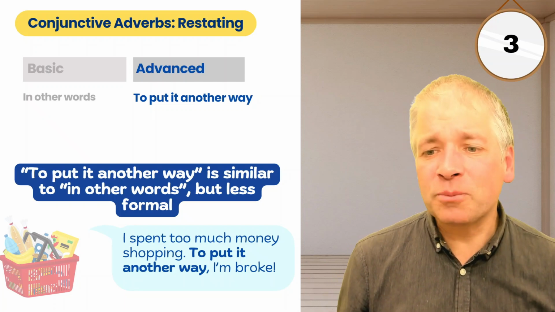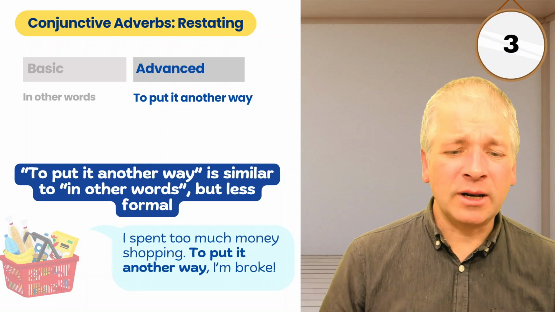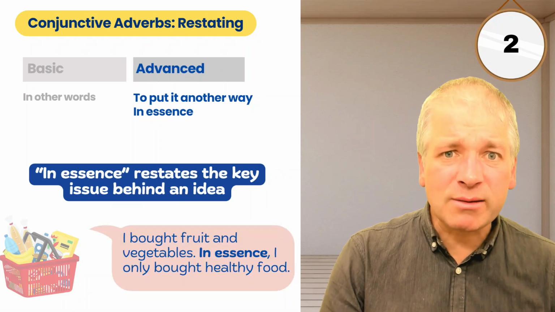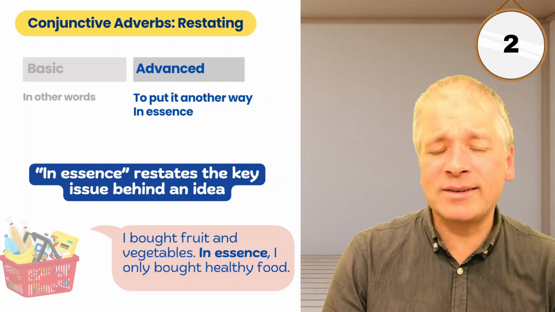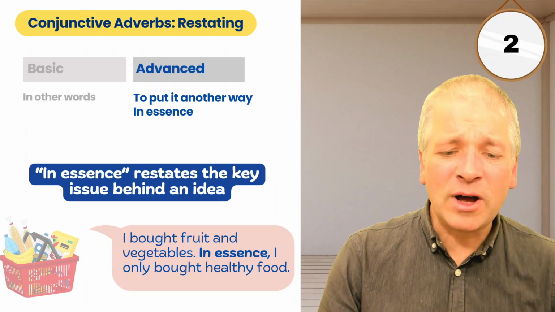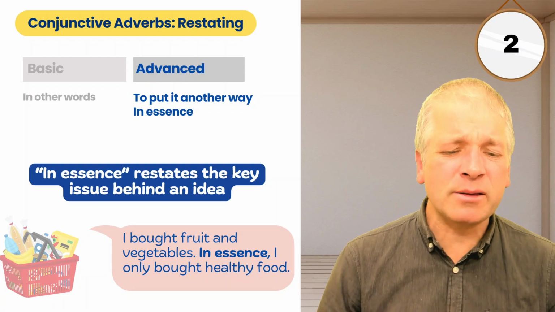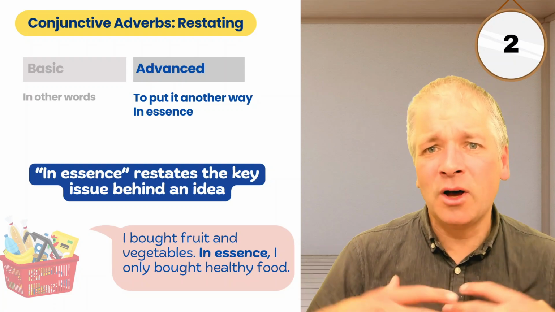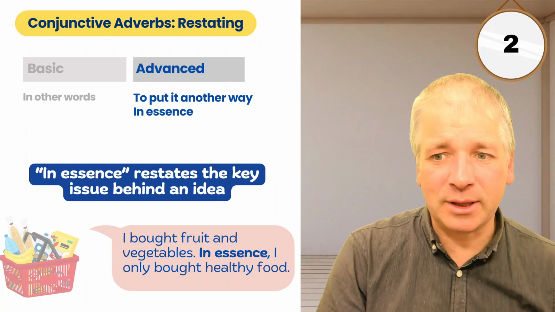I spent too much money shopping. To put it another way, I'm broke. In essence restates the key issue behind an idea. I bought fruit and vegetables. In essence, I only bought healthy food. So the main idea was I bought healthy food. I'm kind of summarising the details here.